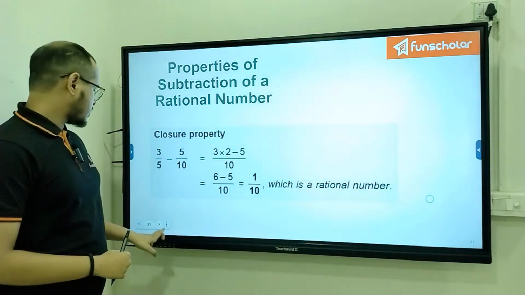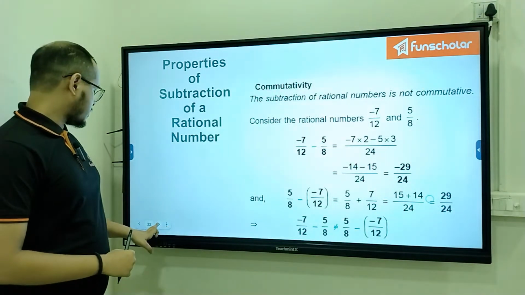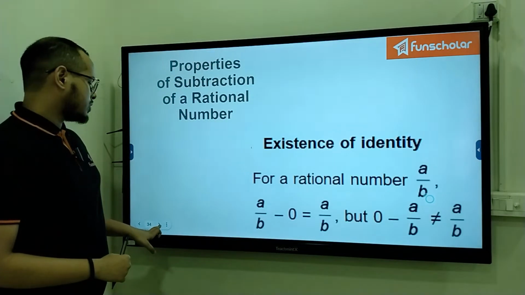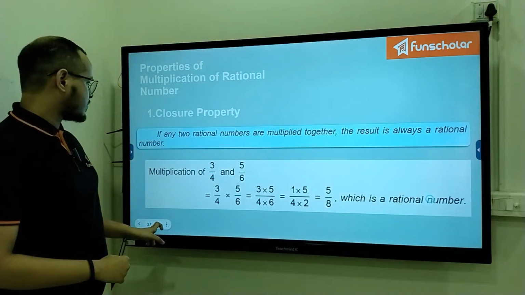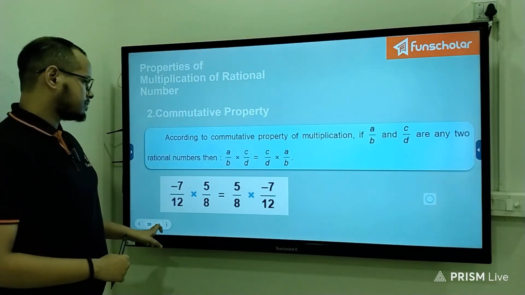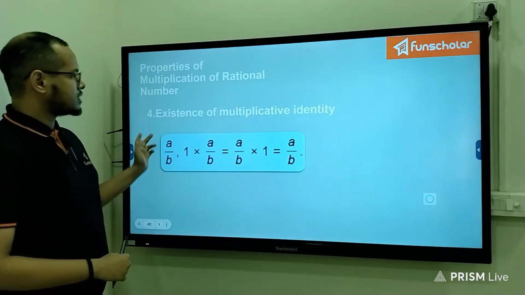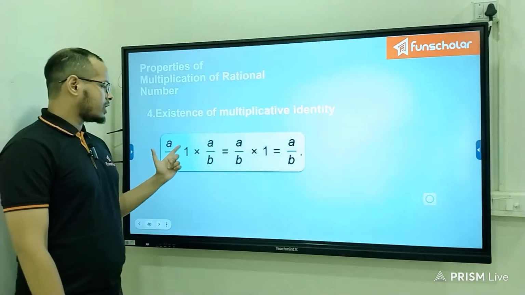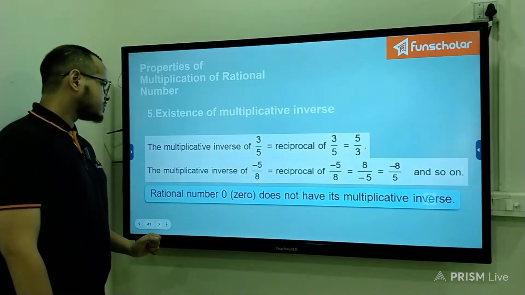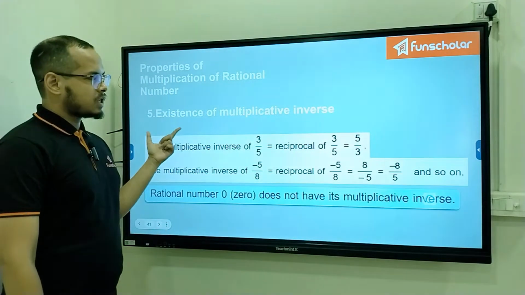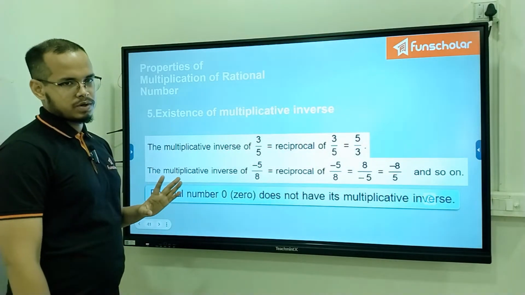Now utilizing the same thing, closure property. Now properties of subtraction, same thing we have already covered. We have already covered associative, the identity, multiplicative, we have covered everything. Now let's head straight to this, multiplicative identity. I've already told you 1 into multiplication of any number will give that number only. Multiplicative inverse, I've just told you it is nothing but the reciprocal of that particular number.